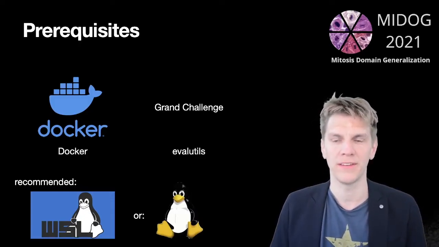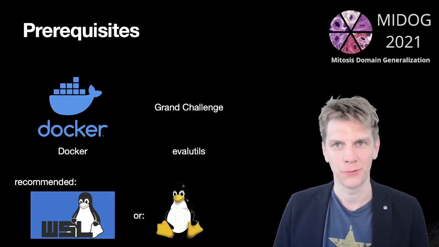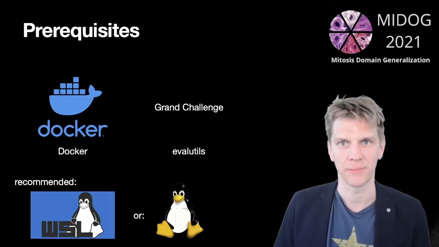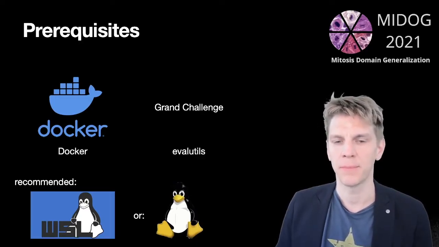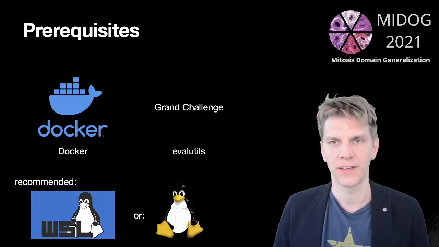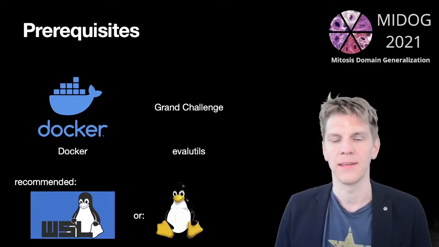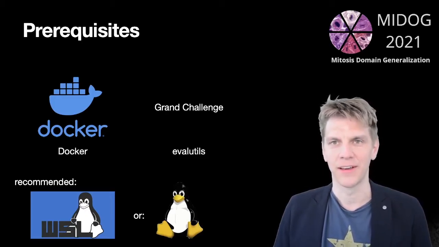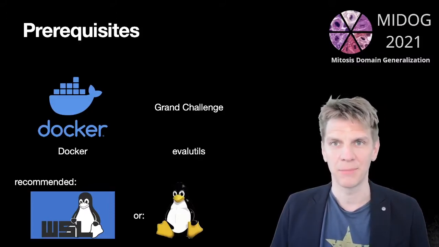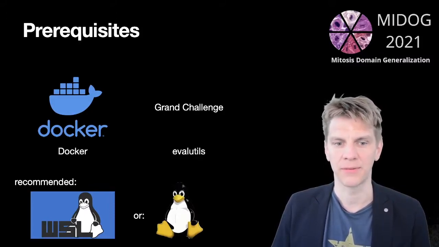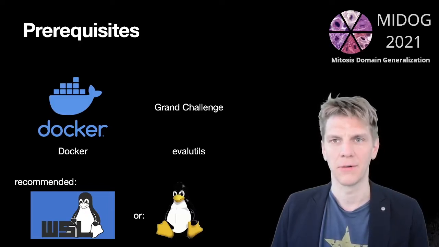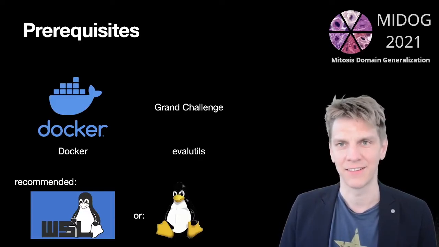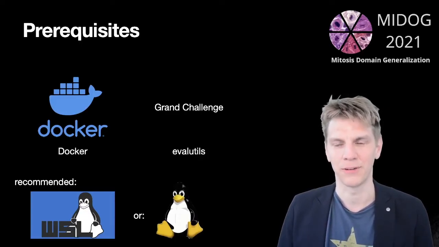First of all, you will need an installation of Docker, in order to be able to test your Docker container and to build it to then later on submit it. Secondly, you need the pip package evalutils from Grand Challenge, which you can just easily get via pip. Then I can only recommend, as also the Grand Challenge guys are doing, if you're using Windows, it might be really helpful to use the Windows Subsystem for Linux, or WSL, or of course to go straight ahead and install Linux on your machine. That helps a lot for developing.